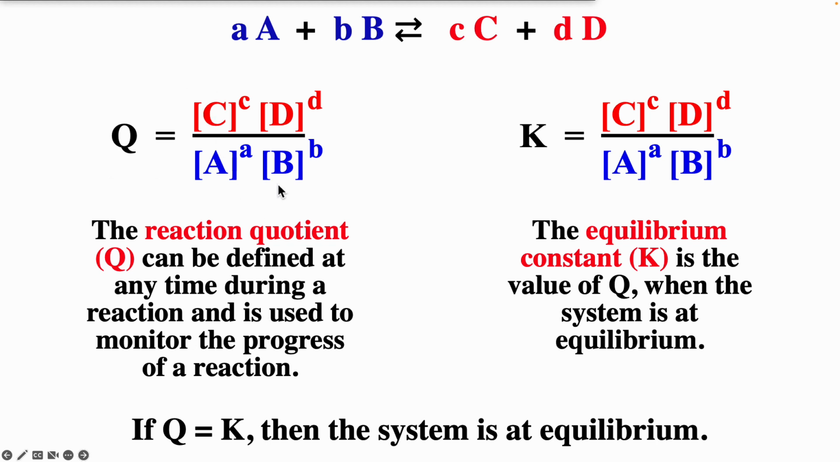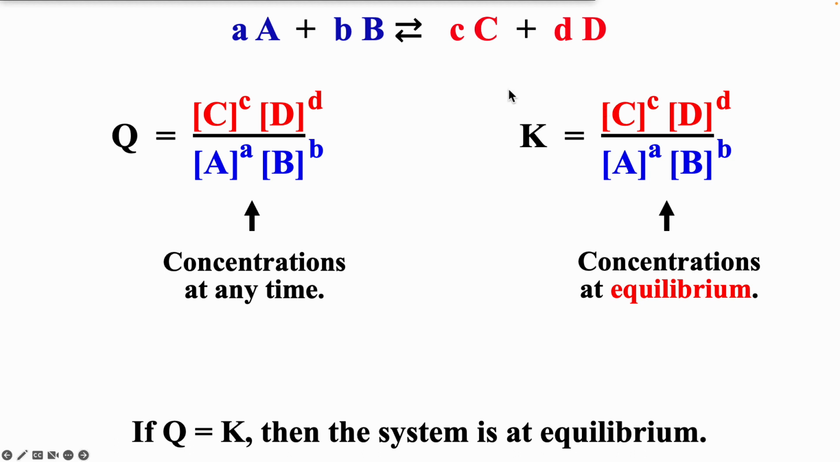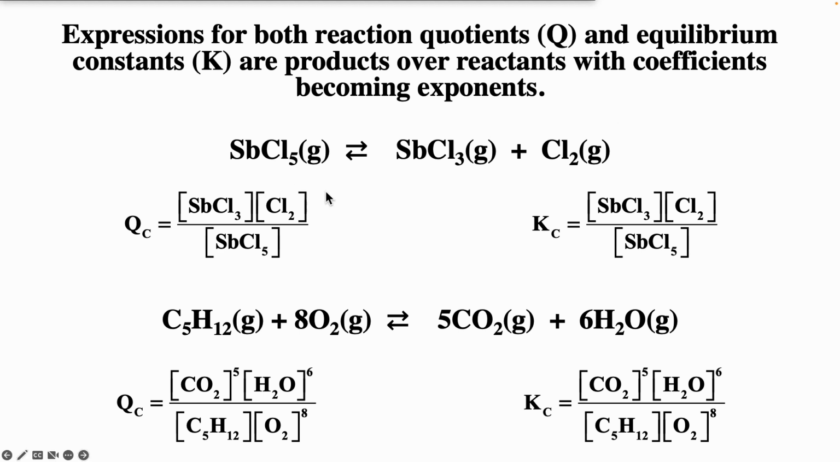Again, the reaction quotient is used to monitor the reaction. It can be defined at any point. The equilibrium constant is a constant for a specific reaction at a specific temperature, and it just denotes the most stable configuration. It is a bit confusing. They look exactly the same, but again, Q changes as the reaction proceeds. K is a constant for a specific reaction at a specific temperature. Both of them are products over reactants. Coefficients become exponents. So if we have a 5 here, it becomes 5 here, and a 6 here becomes 6 down there.